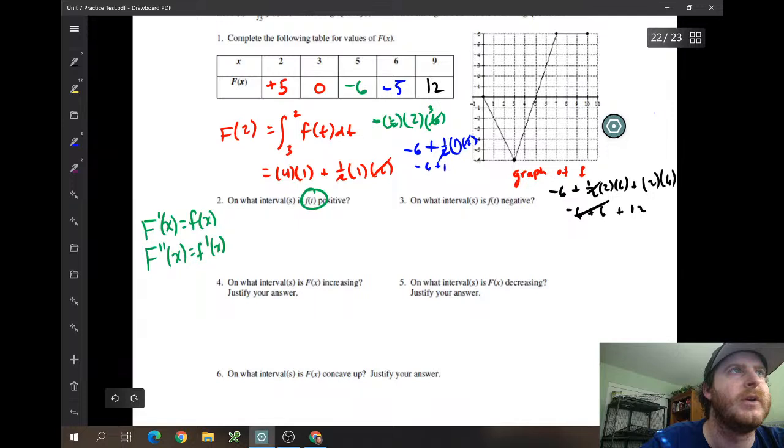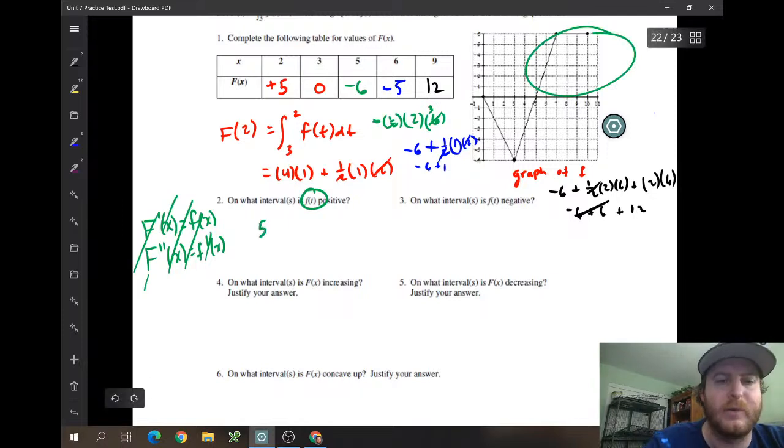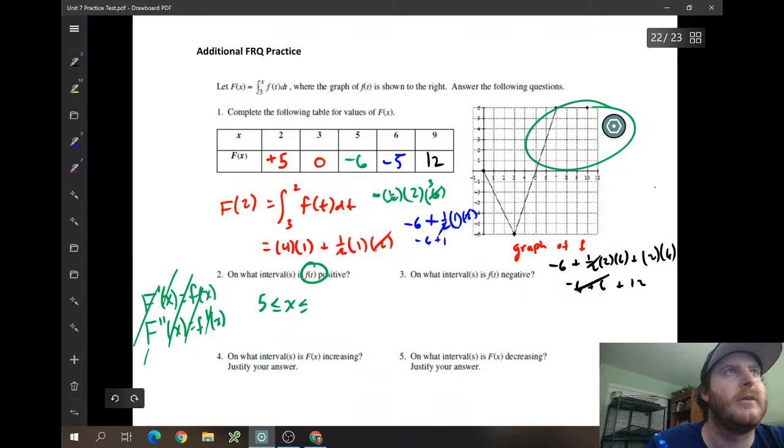They're just asking, where is f of t positive? Well, that's literally just the graph. So f of t is positive literally just right there. So from 5 to 9. I think this graph actually goes to 10. Yeah, this graph goes to 10.